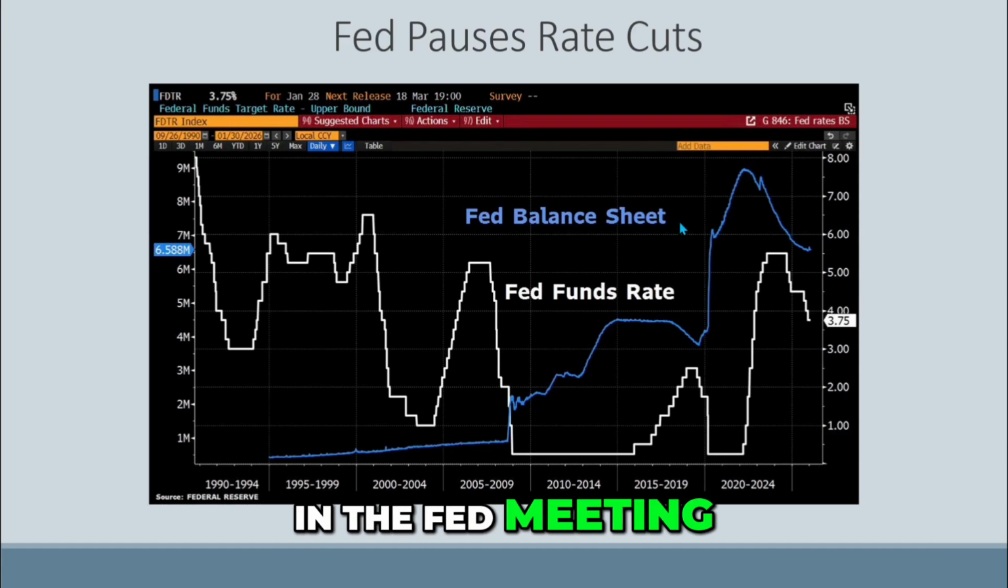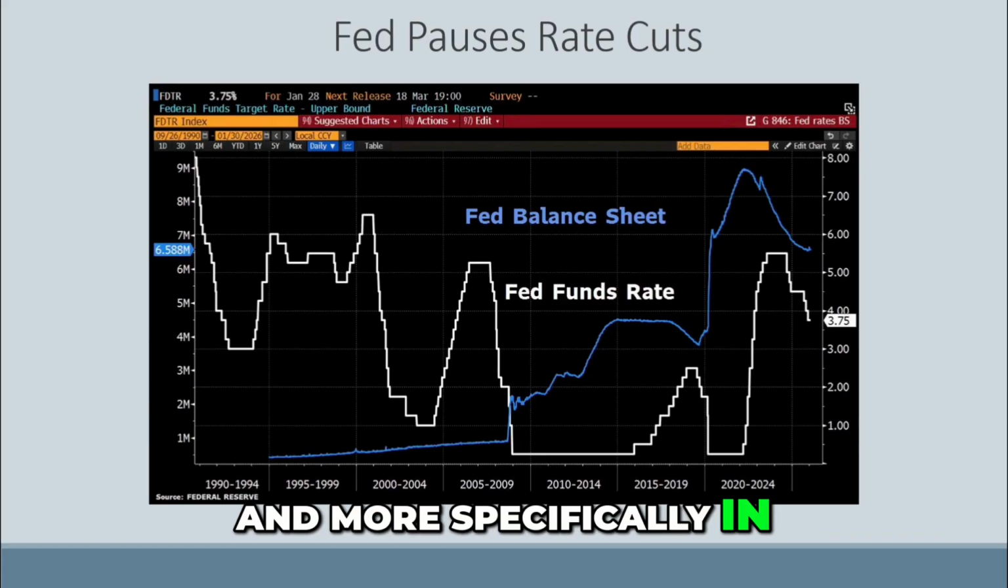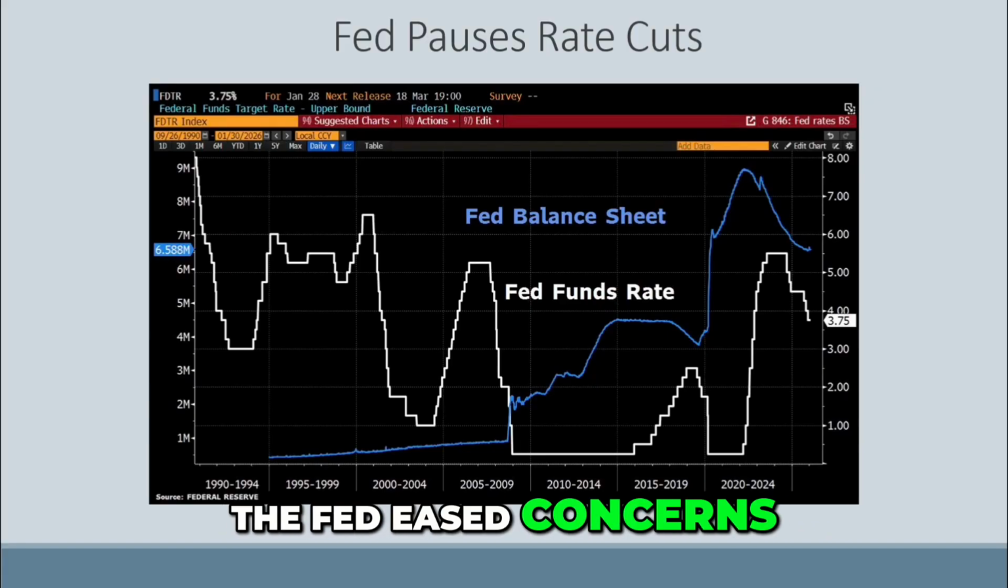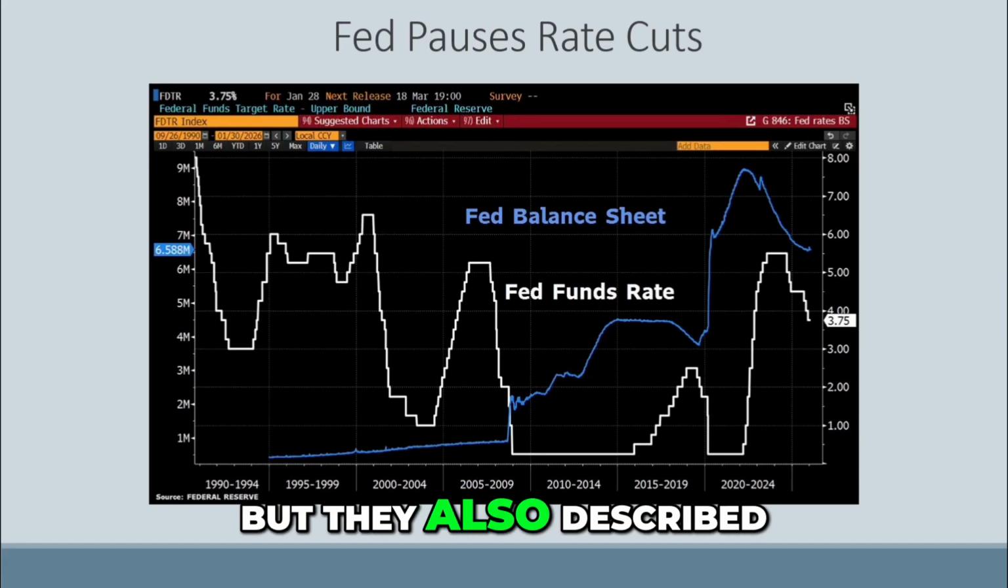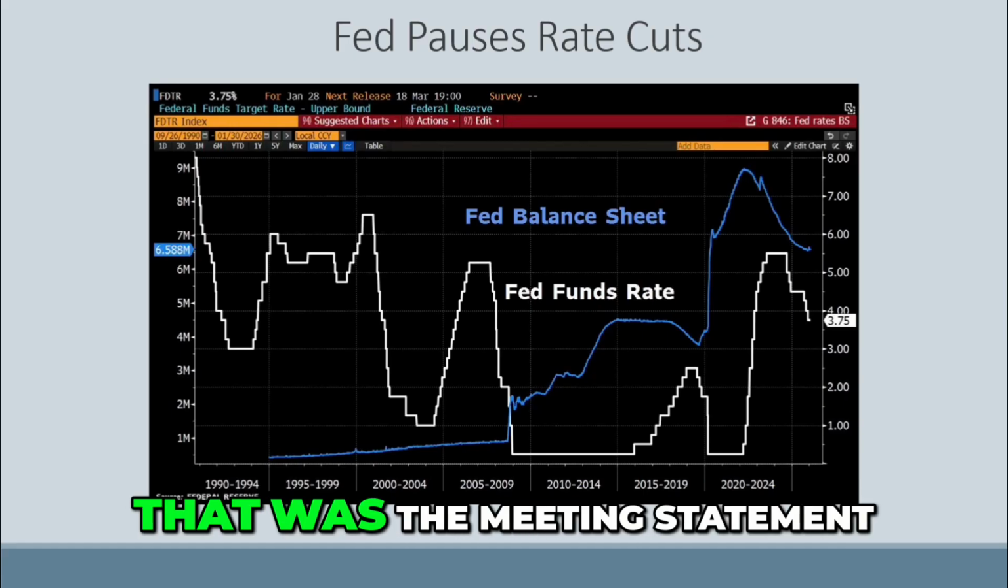Now, in the Fed meeting, they called it a hawkish pause. So they paused rate cuts, but they called it a hawkish pause because there was a hawkish tone to it. And more specifically, in the meeting statement, the Fed eased concerns over the health of the labor market, but they also described economic activity as expanding at a solid pace. Now, that was the meeting statement.